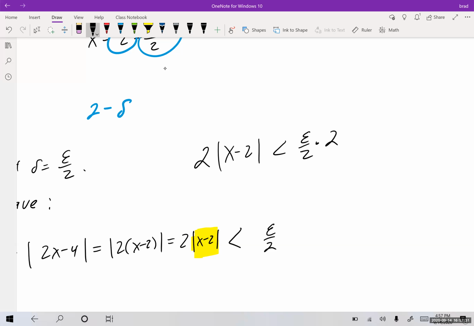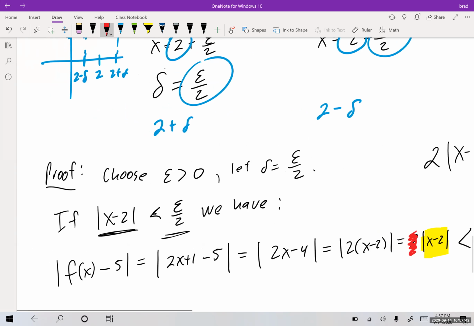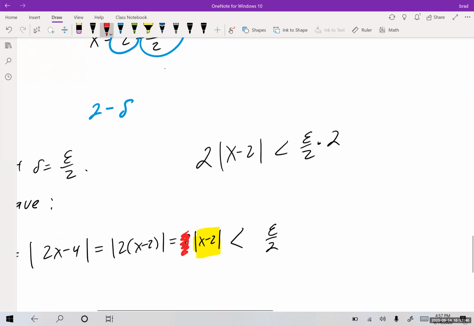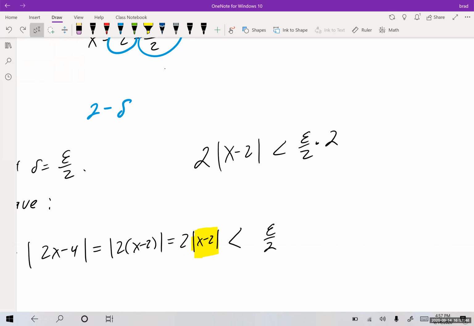Now that would actually be incorrect. So think about this real quick. Pretend for a minute that this 2 wasn't there. Would that be a true statement? Yes, it would, because we said if this is true. So that would be a true statement. But the problem is that it's not just the absolute value of x minus 2, it's 2 times the absolute value of x minus 2. So then I have to match that with a 2 times here. Now the inequality will still hold.